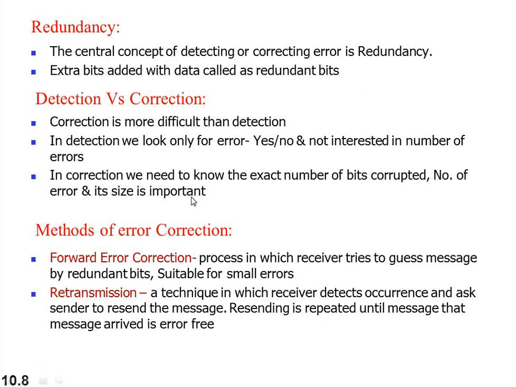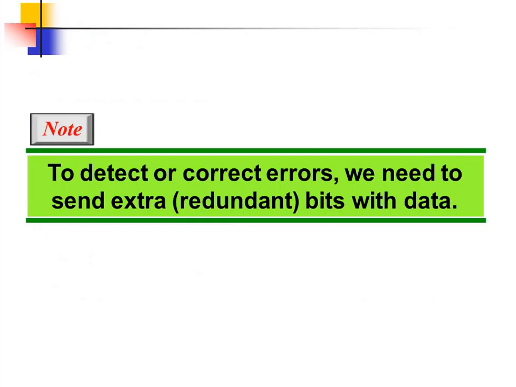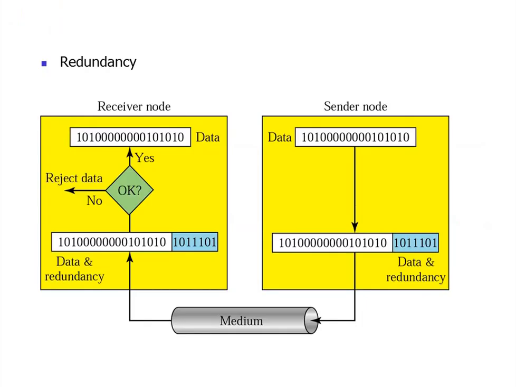In retransmission, the receiver detects the occurrence of an error and asks the sender to resend the message, and resending is repeated until the message received is error free. To detect or correct errors, we need some extra bits, and those extra bits are called redundant bits. Now this is the redundancy, just try to understand it. This is the sender's information. The sender wants to send information, and this is the data he wants to send.